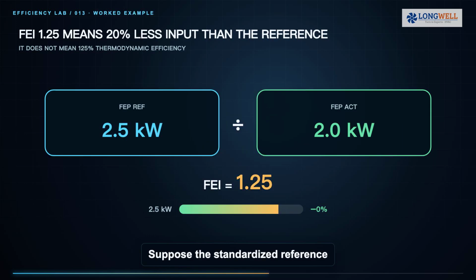Suppose the standardized reference requires 2.5 kilowatts at our duty point, while the actual fan requires 2.0 kilowatts. 2.5 divided by 2.0 gives an FEI of 1.25. At that point, the actual fan uses 20% less input power than the reference, because 1 minus 2 divided by 2.5 equals 20%. Again, FEI 1.25 is an index, not 125% efficiency.